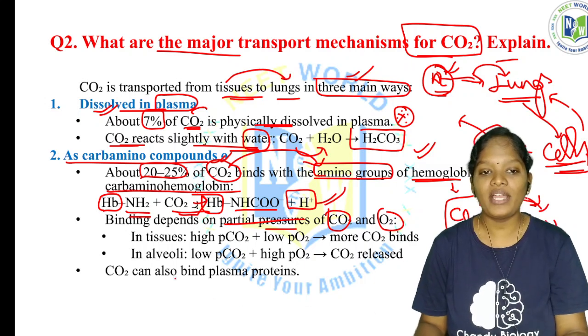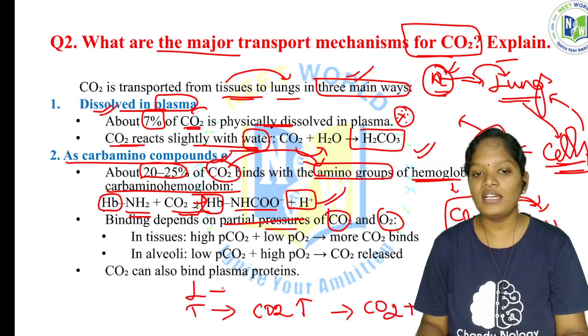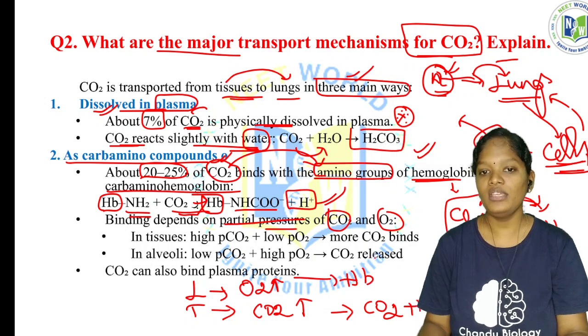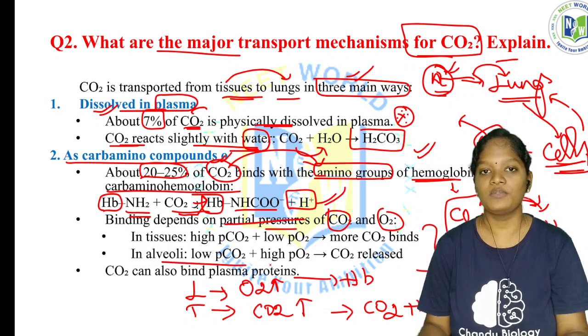So that is why we can easily say that in the tissues the partial pressure of carbon dioxide is high, so carbon dioxide will bind with the hemoglobin. In the lungs the partial pressure of oxygen is higher, so oxygen will bind with the hemoglobin. This is an important thing I have mentioned in the form of an equation.